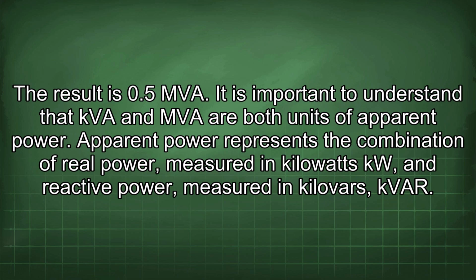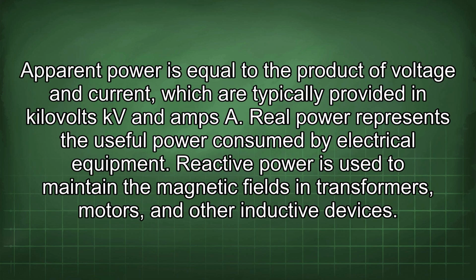It is important to understand that kVA and MVA are both units of apparent power. Apparent power represents the combination of real power, measured in kilowatts kW, and reactive power, measured in kilovolt-amps reactive kVAR. Apparent power is equal to the product of voltage and current, which are typically provided in kilovolts kV and amps.